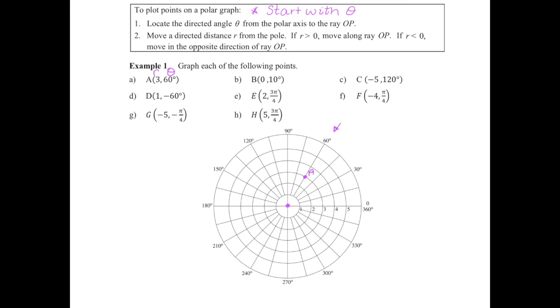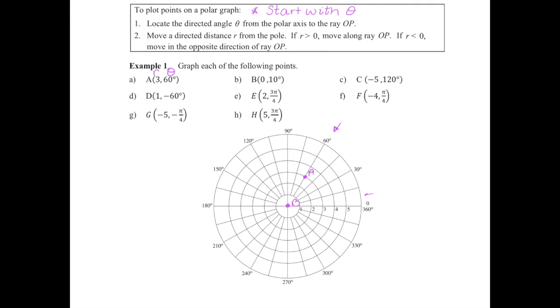Letter B, (0, 10 degrees). So if I'm at 10 degrees, we're going to be probably about here-ish. However, we're at r equals 0. So about here and 0. That means we're right at the pole. So B is at the pole.